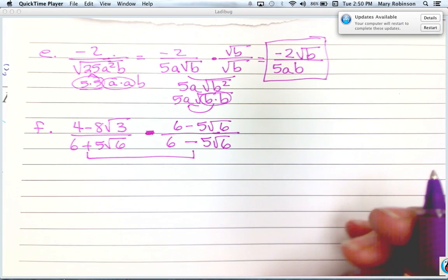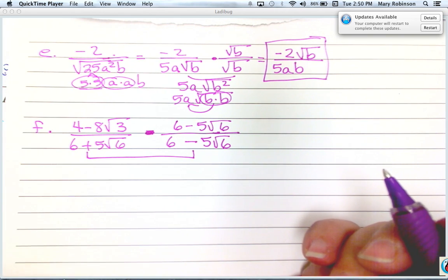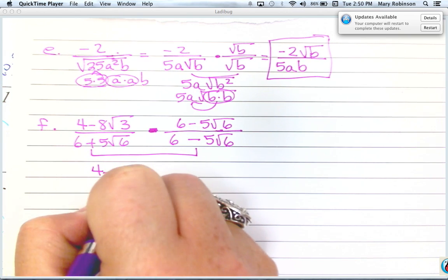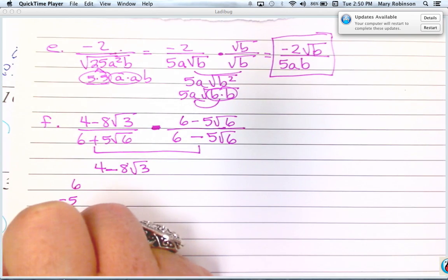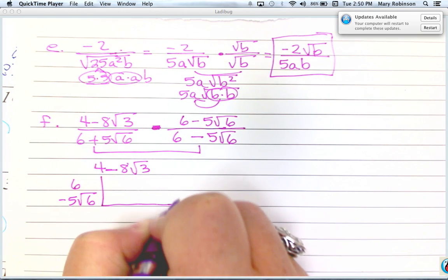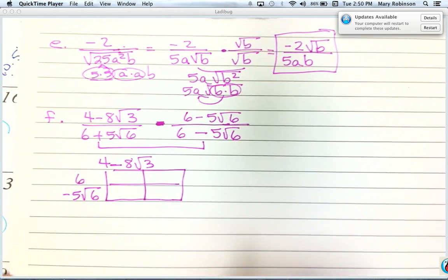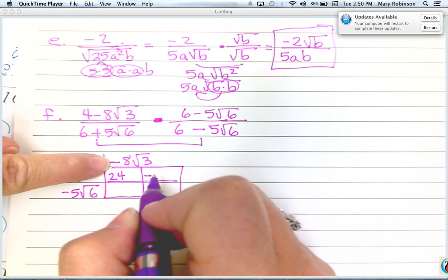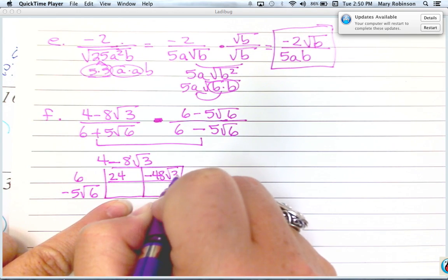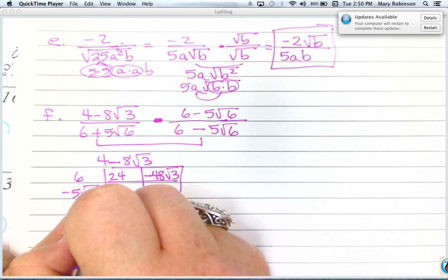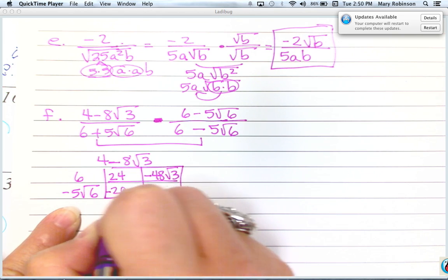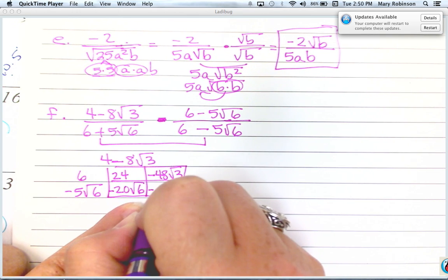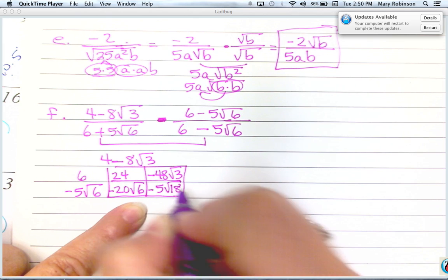So some students find it easy to use the box, or you can just double distribute. I'm going to show you the box just because it may help some of you. But either way, whether you just distribute or use this method, you should get the same product. So 4 times 6 is 24. 6 times -8 is -48 square roots of 3. And here we get -5 times 4 we are allowed to multiply, so -20 square roots of 6. And then lastly, -5 square roots of 18.